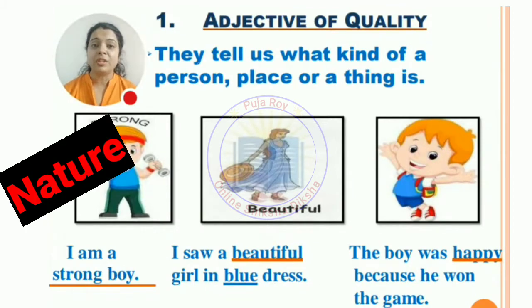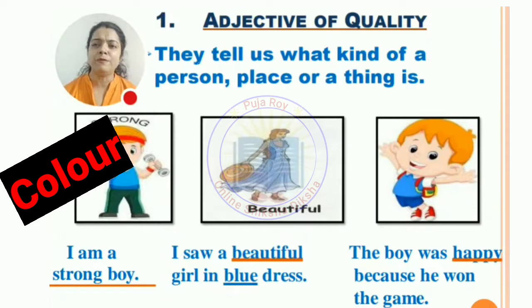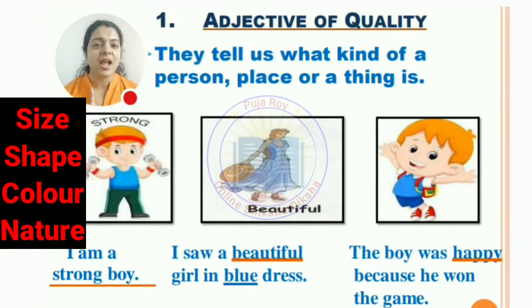When we talk about the nature of a person, it means the person is smart, beautiful, strong, or naughty. This is the quality of a person. Along with that, you might have seen a number of colors in this world. Even a rainbow has 7 colors. All the colors of this world come in the category of adjective of quality. So it talks about the size, the shape, the color, and the nature of anything. This is adjective of quality.